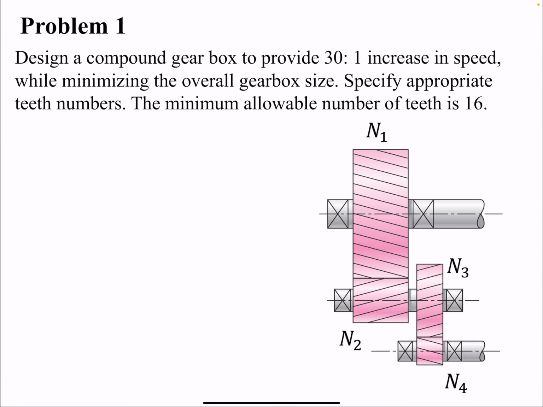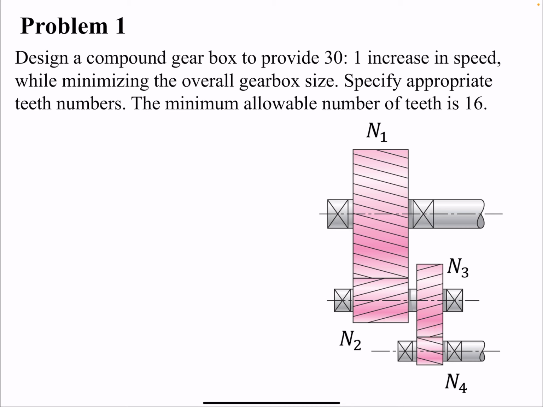So here, as an example, we want to design a compound gearbox to provide a 30 to 1 increase in speed. Which means that when we are increasing the speed, we are going from a large gear M1 here to a smaller gear. Here we're increasing once and then increasing another time.